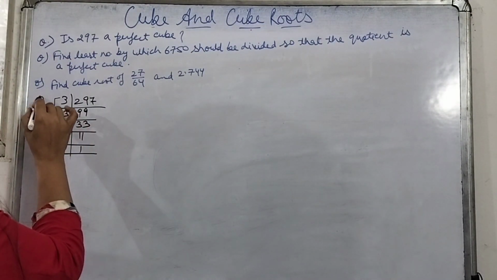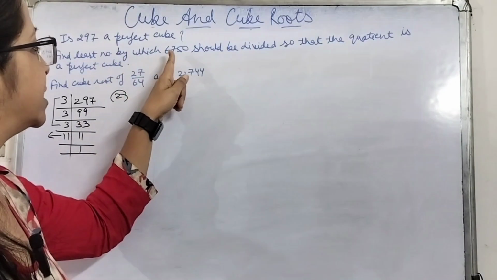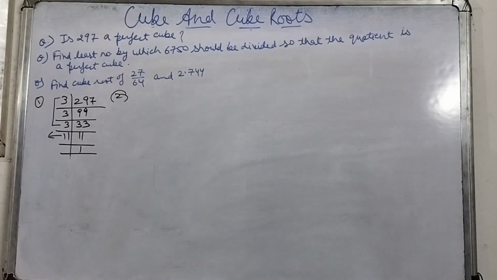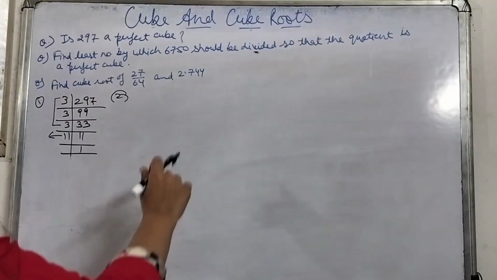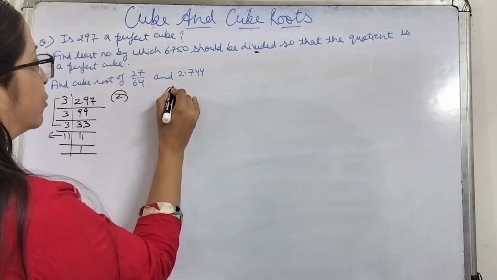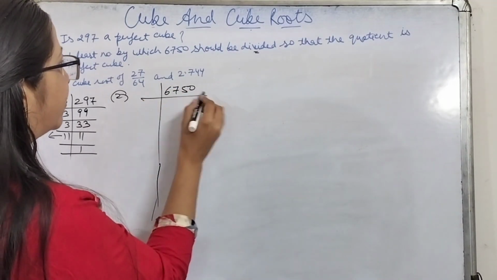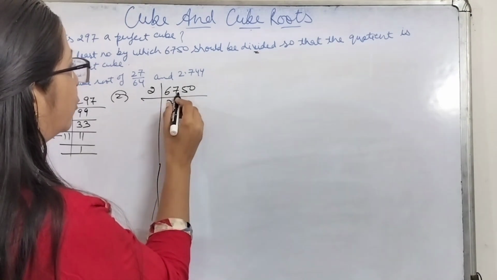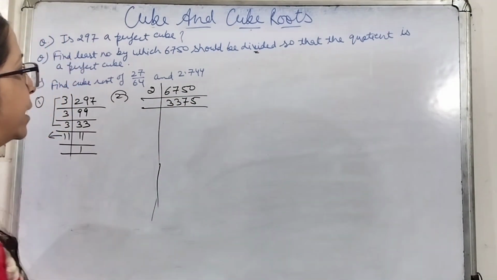Now the second question is: find the least number by which 6750 should be divided so that the quotient is a perfect cube. We have to divide to make it a perfect cube. So first of all, we will find the prime factorization of the given number, 6750. Dividing it by 2: 2 3s are 6, 2 3s are 6, then 1 carry over, 2 7s are 14, 2 5s are 10.